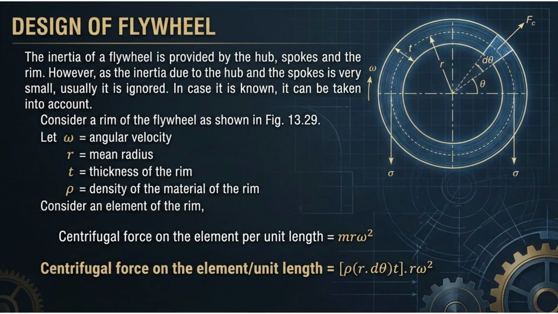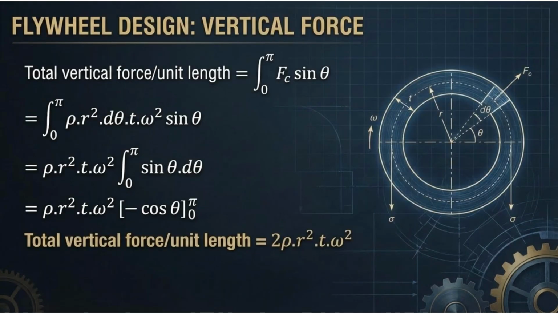In the design of a flywheel, the inertia from the hub and spokes is typically ignored. We consider a rim element to calculate the centrifugal force per unit length, which is critical for design. To find the total vertical force per unit length, we integrate the vertical component of the centrifugal force over half a circle. This calculation results in the formula shown.